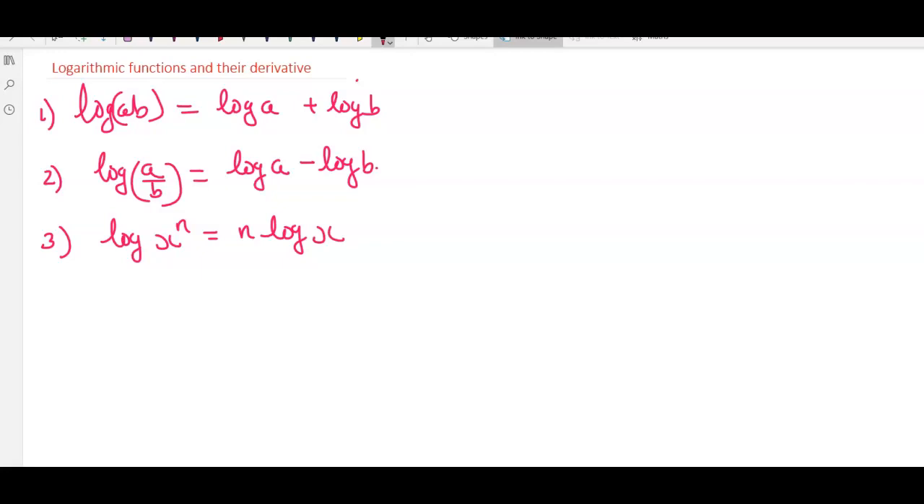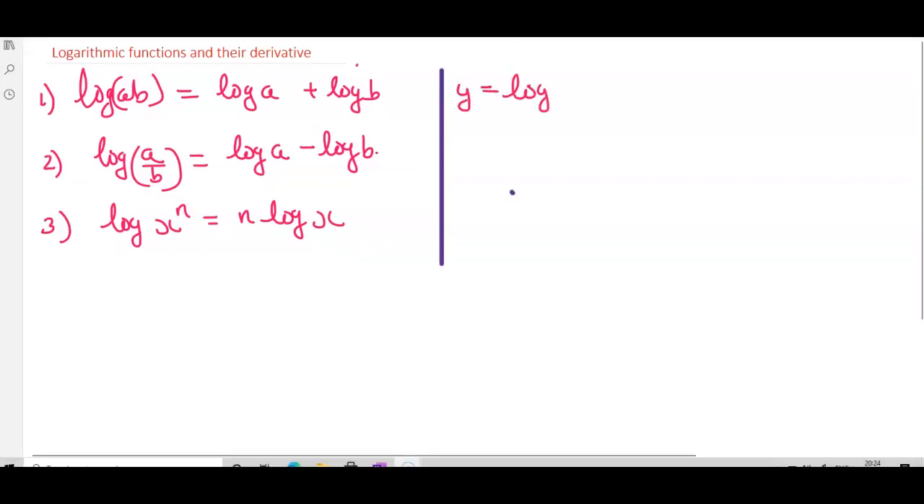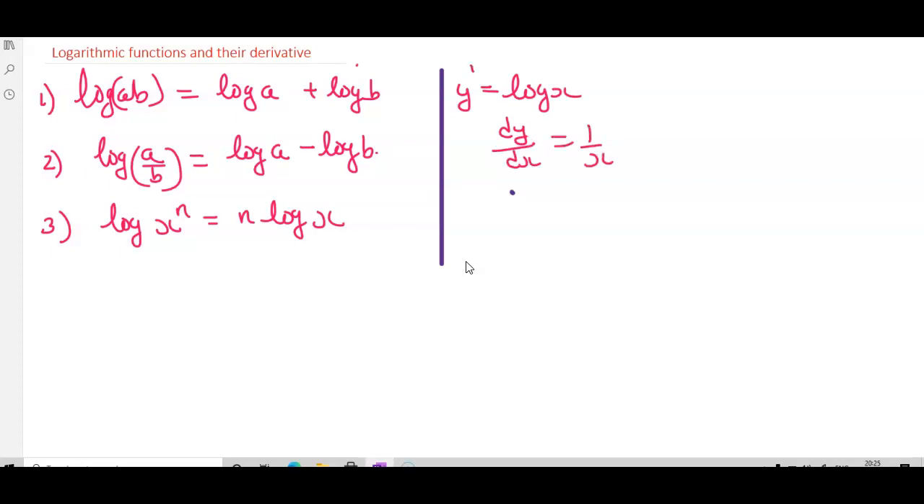Now, how to use these particular formulas? Let us see what is the derivative of log x. It is dy by dx, 1 upon x. I take it as question 1.